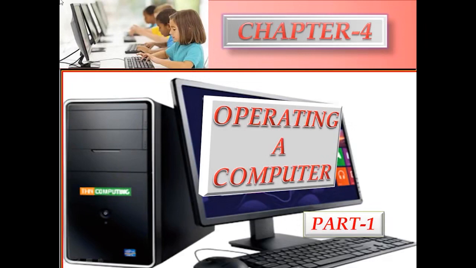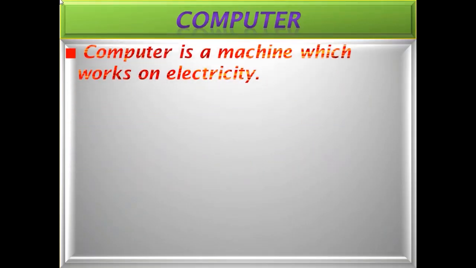Today we are going to start chapter 4, Operating a Computer, part 1. In this chapter we are going to study how to start a computer, how to switch off the computer, and about desktop, icons and taskbar. So let's begin. Computer. Computer is a machine which works on electricity.